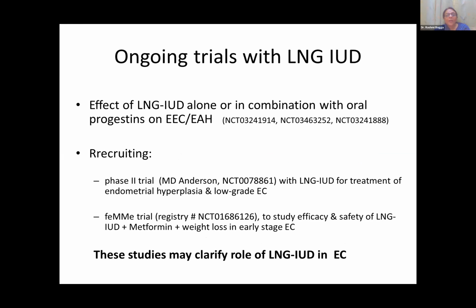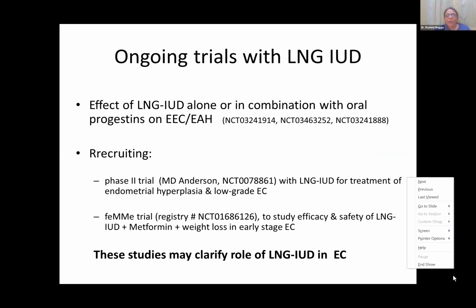There are some ongoing trials where LNG IUD is being tried alone or along with metformin plus lifestyle modification, which will give us an answer later on whether it is superior, and whether we can use it along with or on its own for fertility sparing treatment.